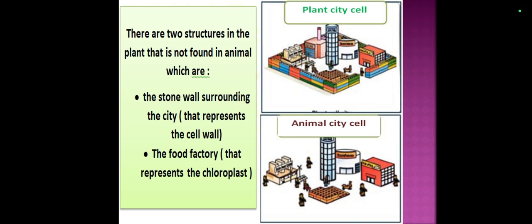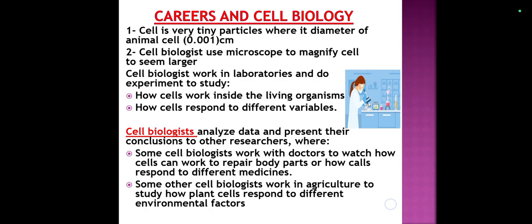So this is how we represent the two cells with blocks and with the model to show the structure of the plant cell and the animal cell. These two structures in the plant are not found in the animal: the stone wall that surrounds the city, which represents the cell wall, and the food factory that represents the chloroplast. This is the main difference between these two.